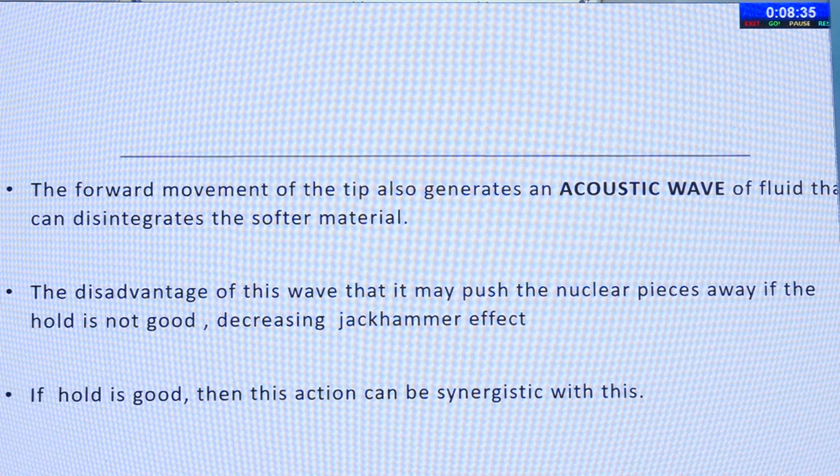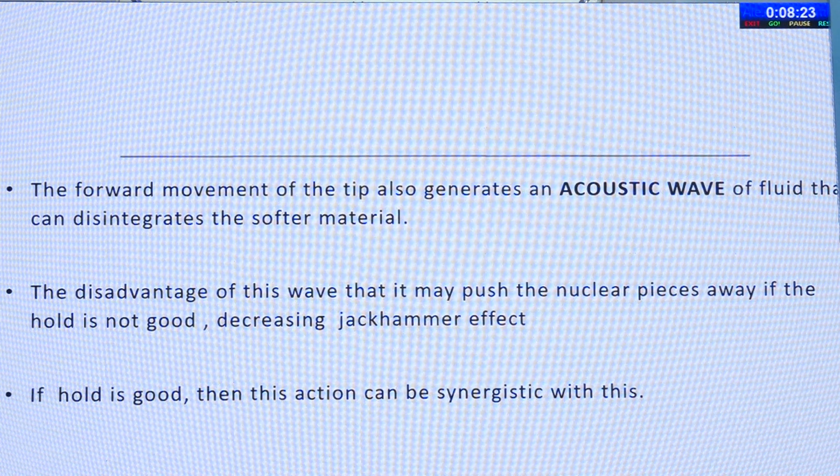Now the forward movement of the tip also gives an acoustic wave. So like in the jackhammer effect, it pushes the nucleus away. If your vacuum build-up is not good, it will actually go against the jackhammer effect, and the nucleus piece will be pushed away. But if your hold is good, then it will also support the jackhammer effect. So we have to really look at the vacuum in every stage of phacoemulsification that we do.